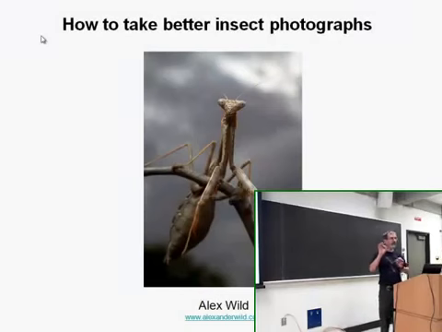Okay, I'll take advantage of that brief hush to introduce today's speaker. It's my great pleasure to introduce a former graduate student and a world-renowned insect photographer, Alex Weil.